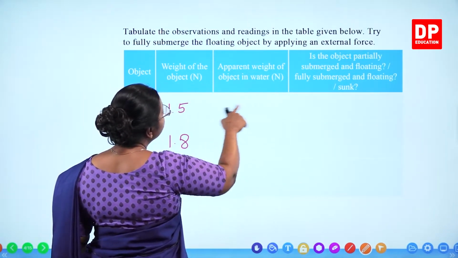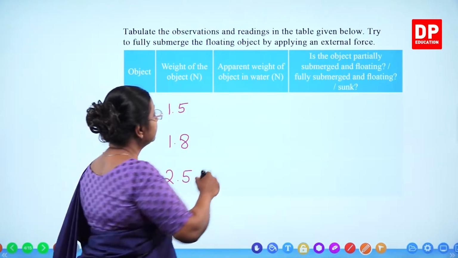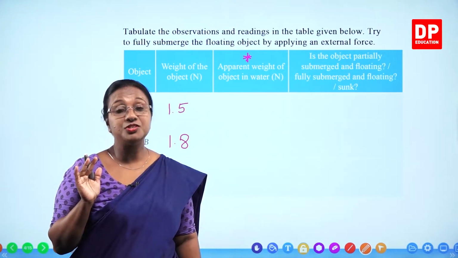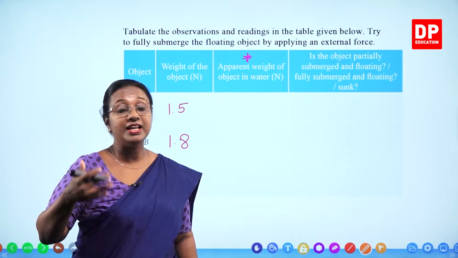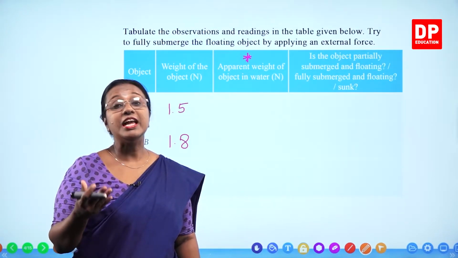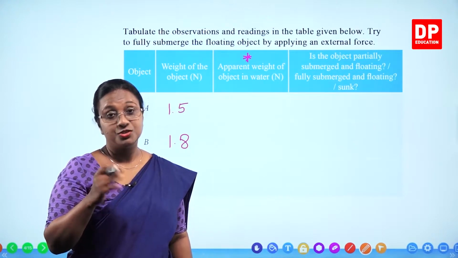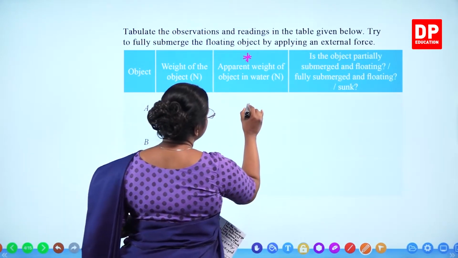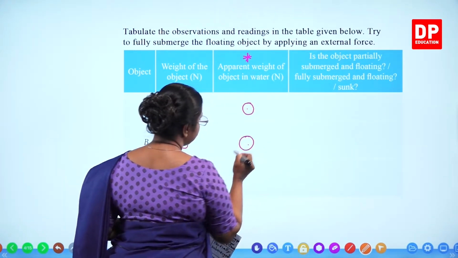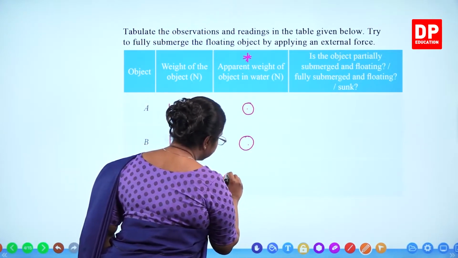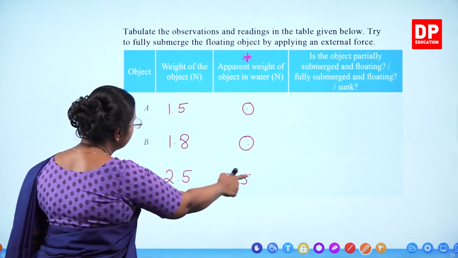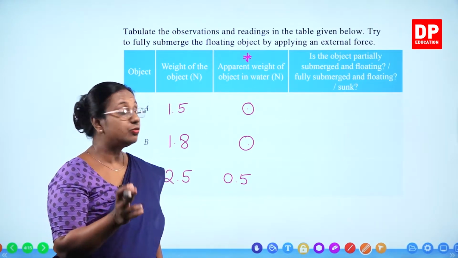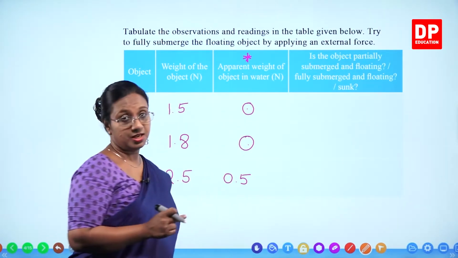Then the apparent weight of the object in water. I introduce this term to you all students, apparent weight. When it is partially or completely submerged in water, it is the weight that you feel or read then, because of the weight loss caused by the upthrust. So you are familiar with all these terms. Apparent weight of object in water: you can remember here it was 0. The second instance also it was 0. The last instance it was 0.5. So only when the object sinks in water you were able to see an apparent weight. In the other two instances the apparent weight was 0.